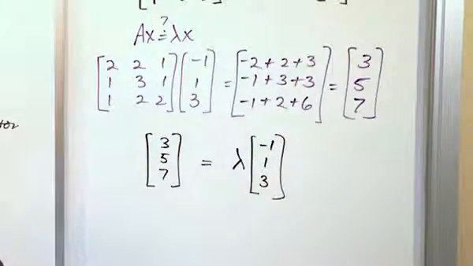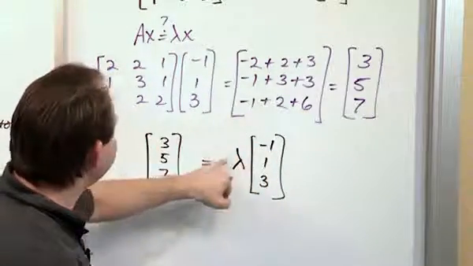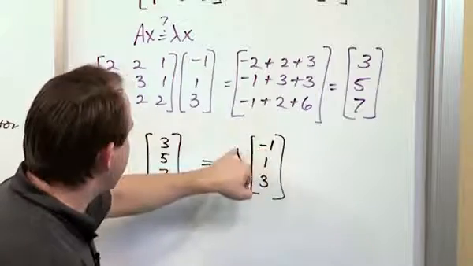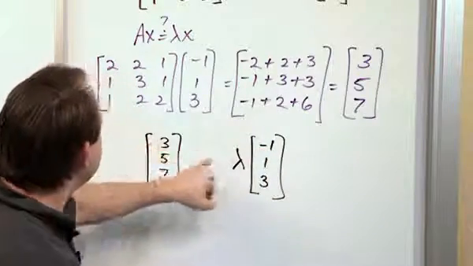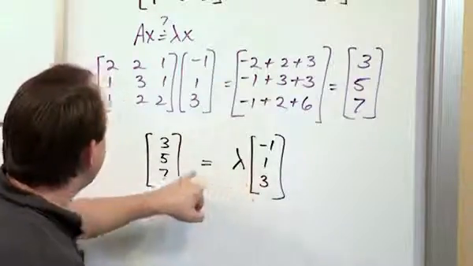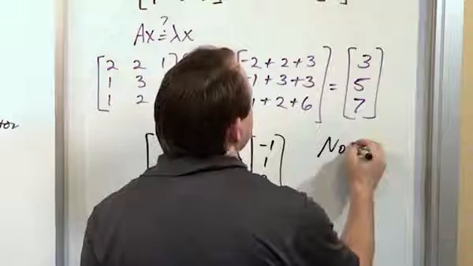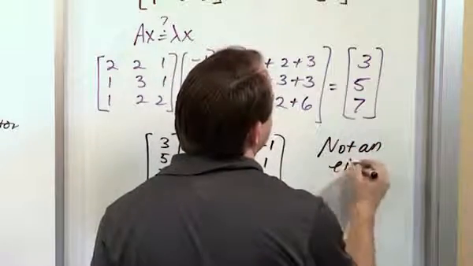Is there any way you can do that? Well, to get 3, I'd have to multiply this by negative 3, right? Negative 3 times negative 1 gives me that. But if I multiply by negative 3, there's no way I'm going to get that. And there's definitely no way by multiplying by negative 3 that I'm going to get that. So this vector is not an eigenvector.